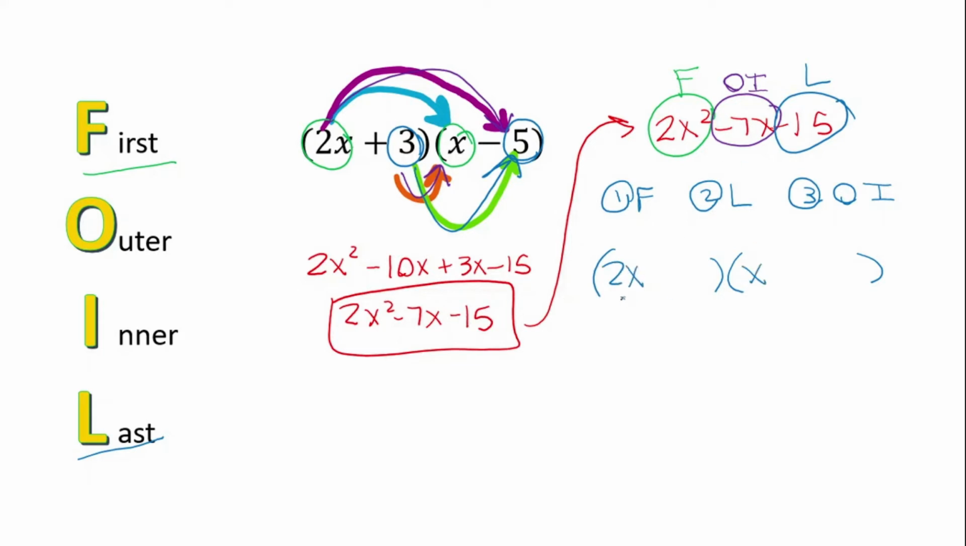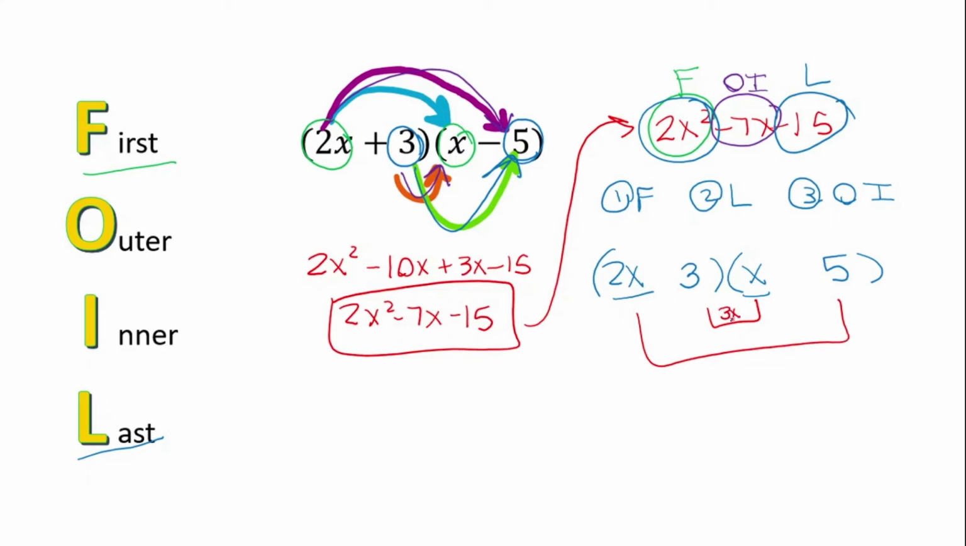So first, I'm thinking about what numbers I could multiply to give me 2x squared. That one's easy, 2x times x. Now we're thinking about the last term, factors of 15. I'm thinking 5 and 3. Okay, now I'm going to check. I guessed with F and L. Now I'm going to check by multiplying my outer and inner parts to see how I can get negative 7.